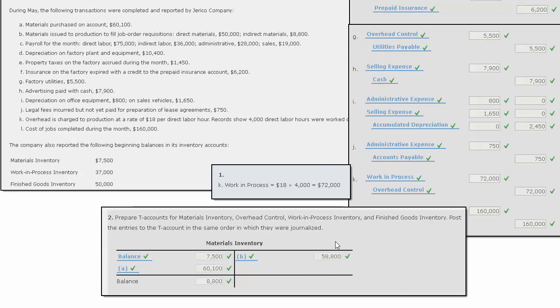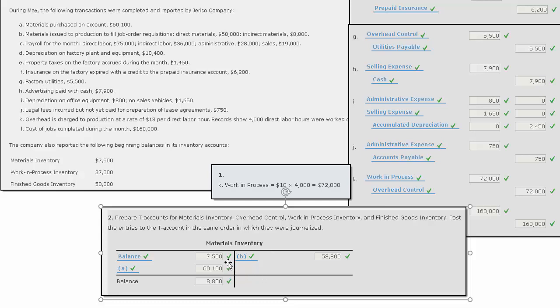Okay, now in the bottom area of the screen, I reposition the screen again, and here's question 2 with the answer related to this problem. Number 2 says, prepare T accounts for material inventory, overhead control, and work in process and finished goods. Post an entry to the T account in the same order in which they were journalized. So here's material inventory as an example.